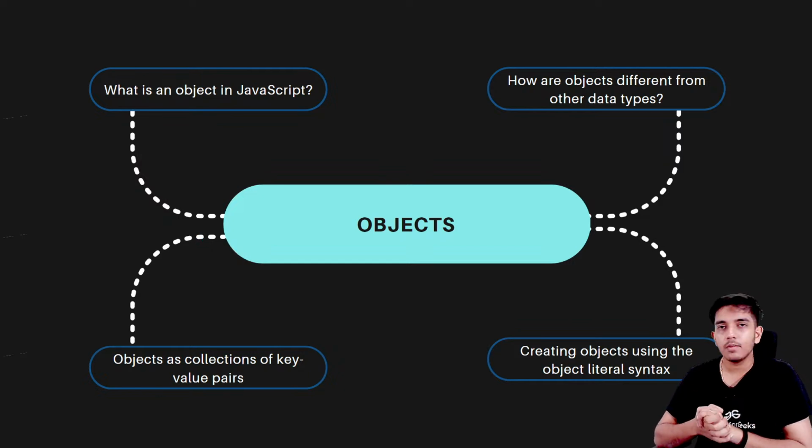The values in an object can be of any data type, as I told you: numbers, strings, booleans, arrays, etc. You can store an array inside an object. You can also store a function inside an object. You can also store a number inside an object. You can store strings inside an object. So almost all kinds of data types can be stored inside an object in JavaScript.